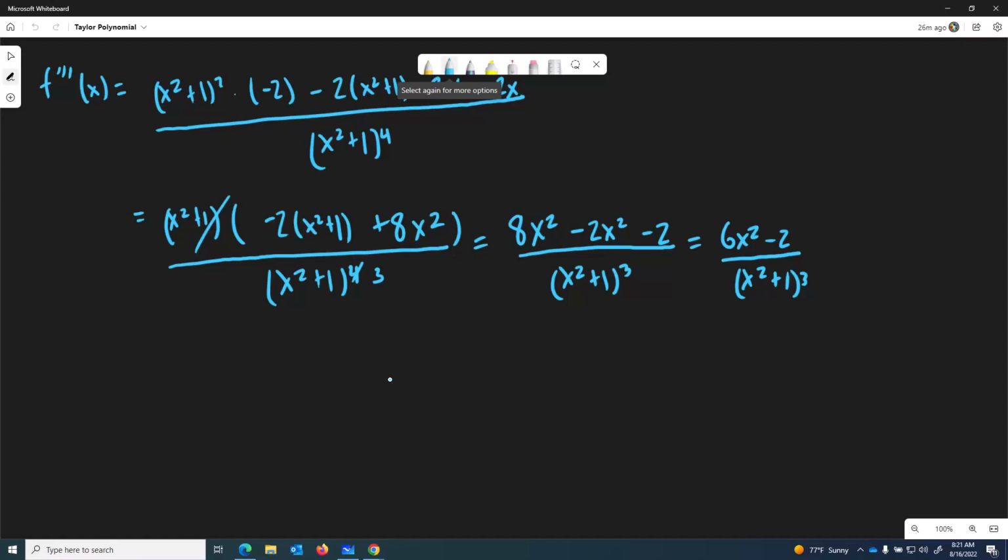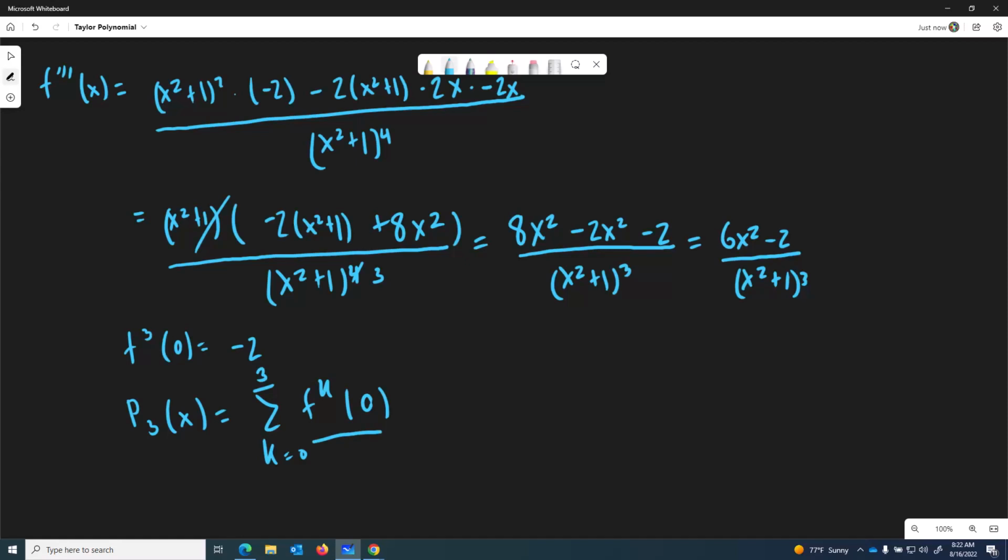So if we plug 0 into the third derivative, f3 of 0 is going to be equal to negative 2. Okay, so let's say that we wanted to just use the third degree polynomial for arctangent. In that case, this would be p3 of x equals the series summation from k equals 0 to 3 of the kth derivative at 0, since it's centered at 0, divided by k factorial, times not x minus 0, but x to the k.